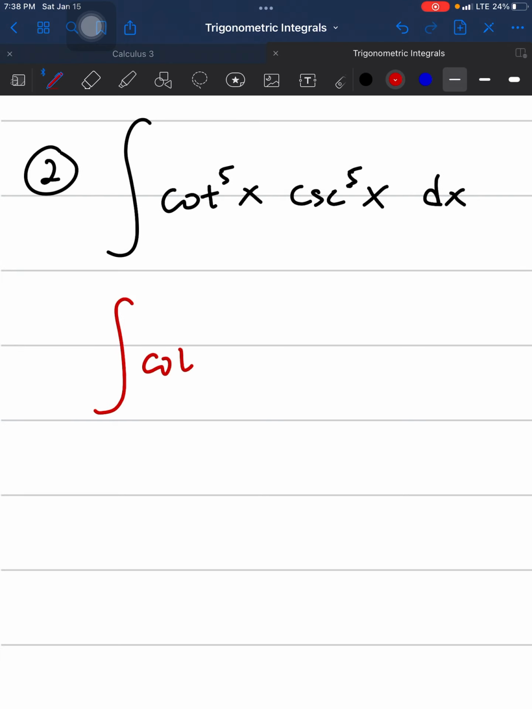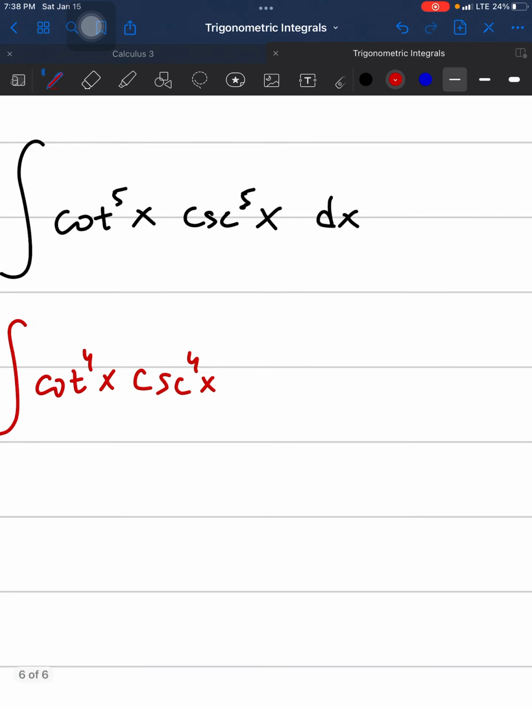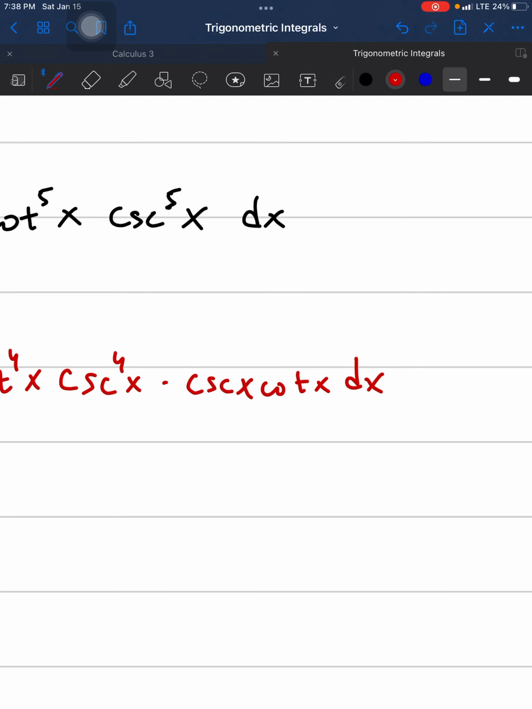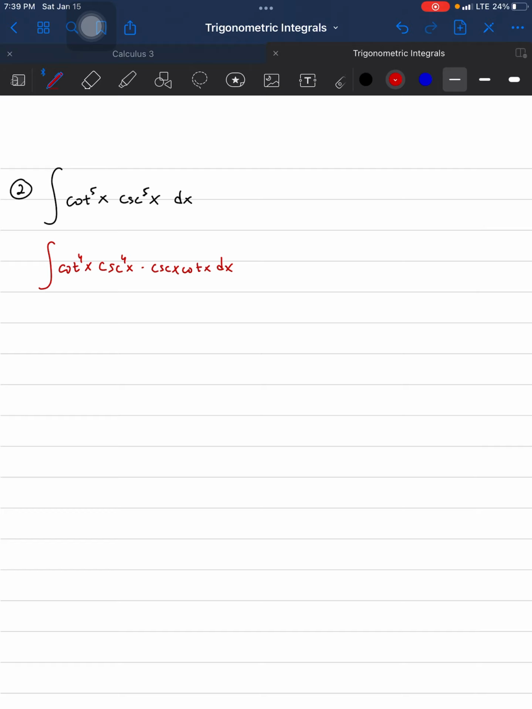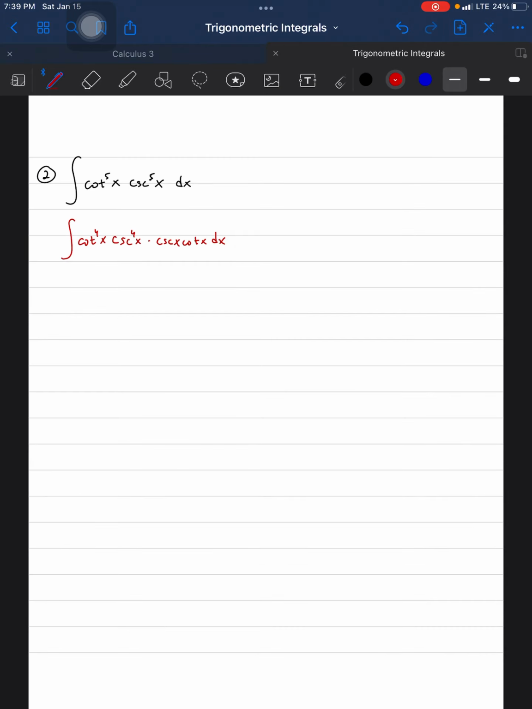So let's rearrange this equation. Let's pull out a cotangent x and cosecant x first. When we pull that cotangent x, cosecant x out, we get cotangent to the fourth x, cosecant to the fourth x, times cosecant x, cotangent x, dx. So we pulled out that cosecant x, cotangent x. That was the first step.